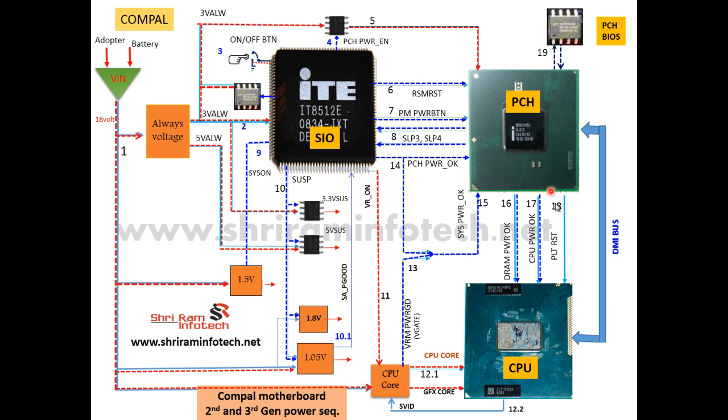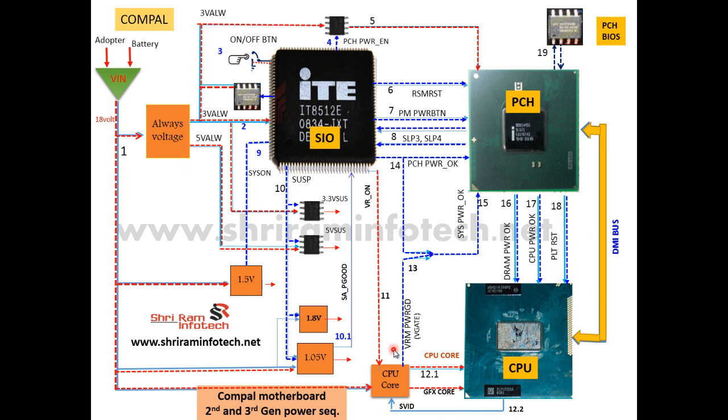And finally the PCH generates the next signal that is called the PLT reset or the platform reset, and in platform reset it resets the entire motherboard and the CPU also. Once the CPU gets reset, the CPU is ready for work, and it accesses the DMI bus and like this accesses the BIOS. So in this way we have seen how this laptop's power sequence works.